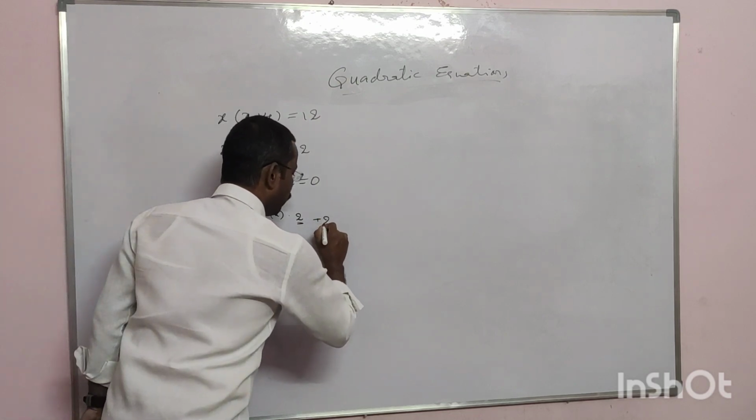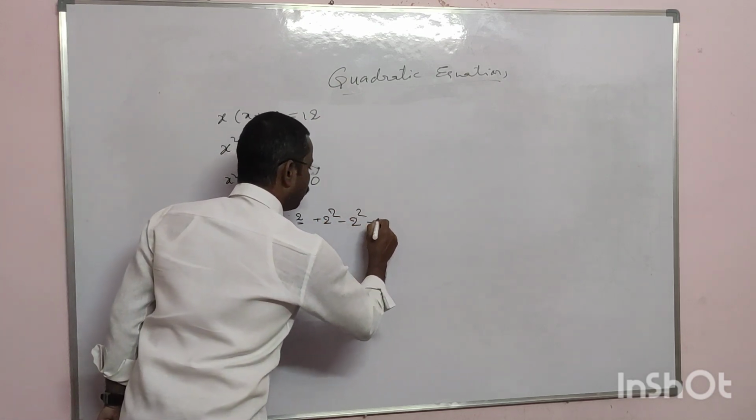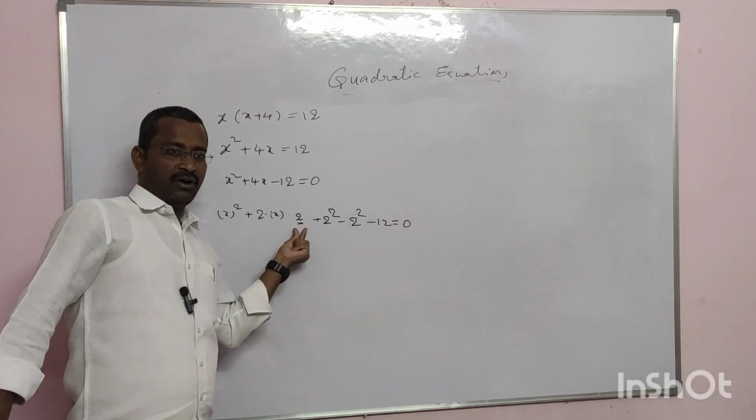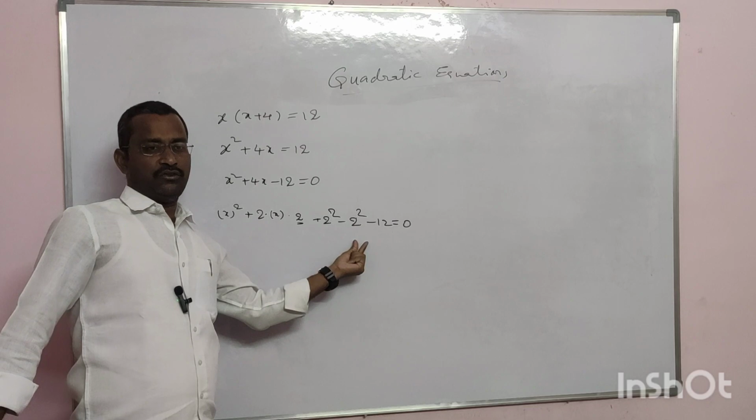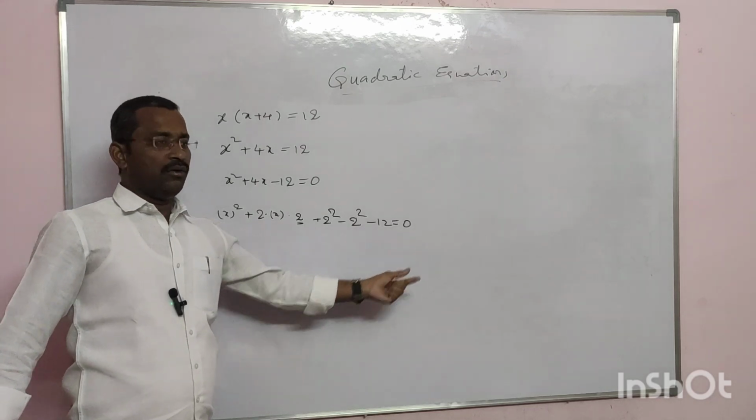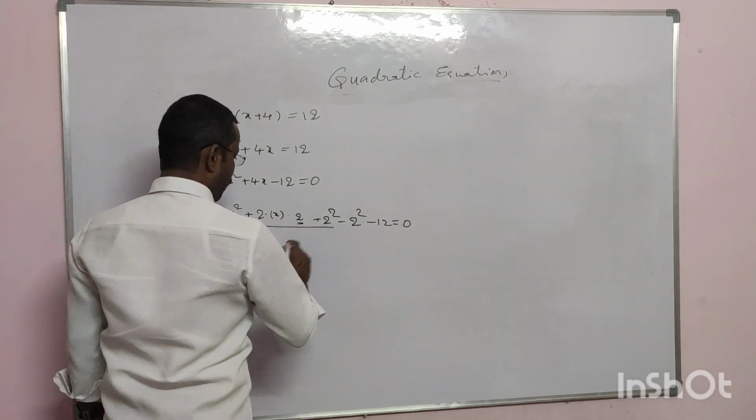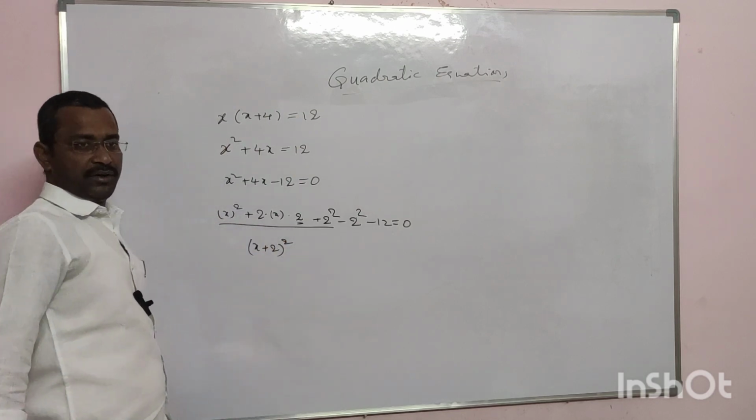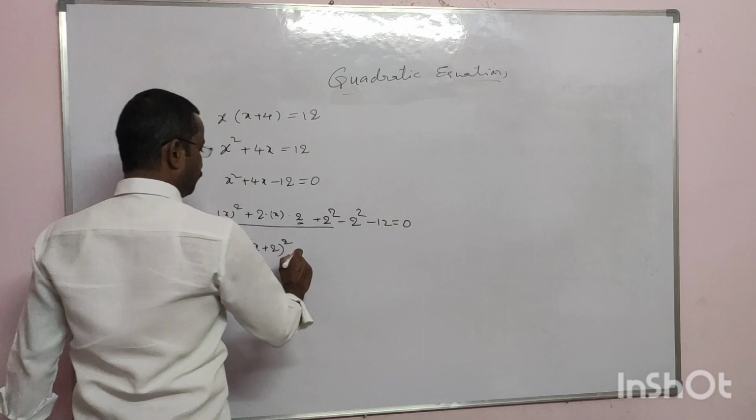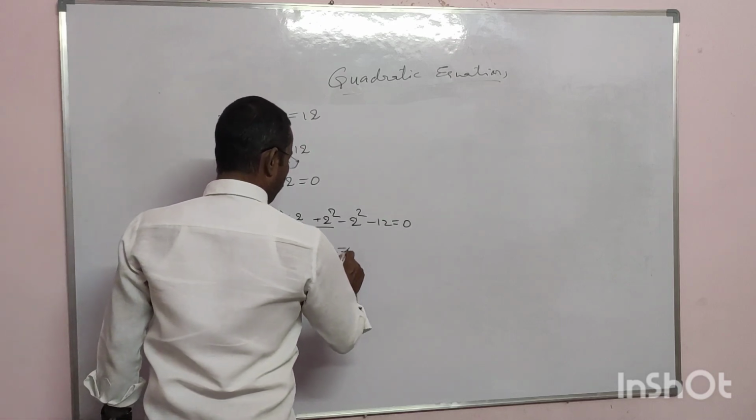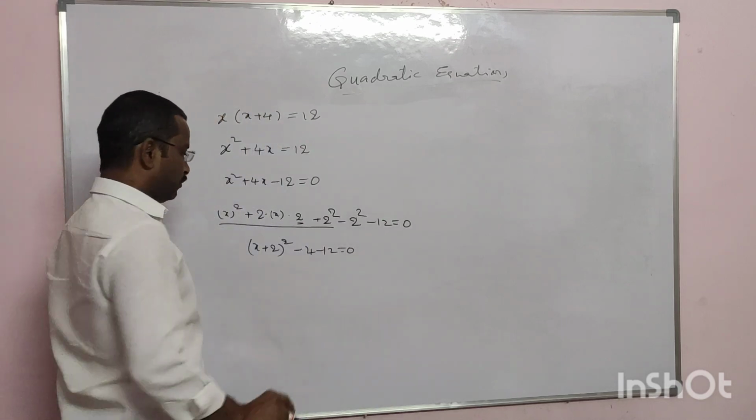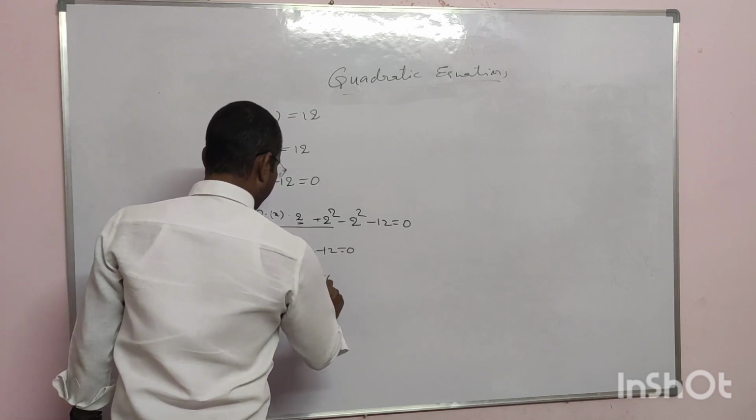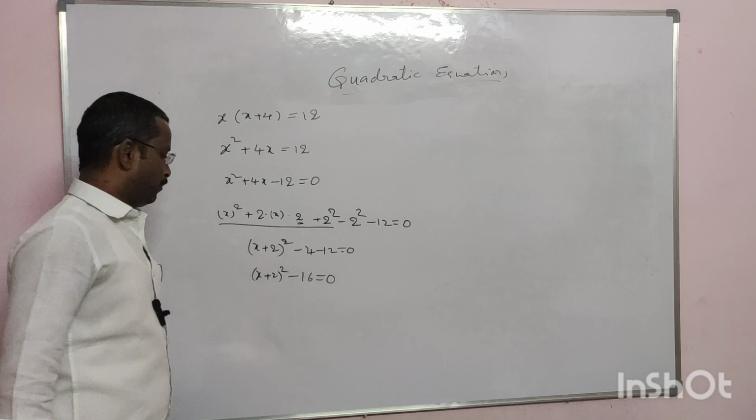So 2 squared minus 2 squared minus 12 equal to 0. This is your b, you confirmed. So plus b squared minus b squared should be there. Plus minus 12 equal to 0. Till here, what will you write? (x + 2) whole squared, because you have a plus in between. And here, minus 4 minus 12 equal to 0. (x + 2) whole squared minus 16 is equal to 0.